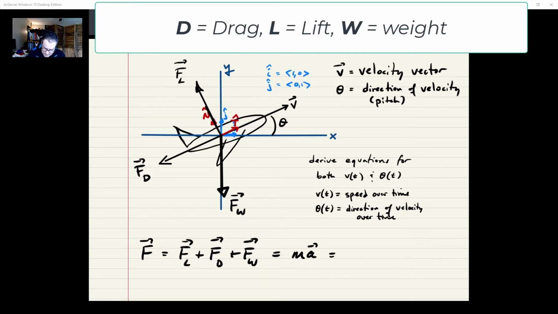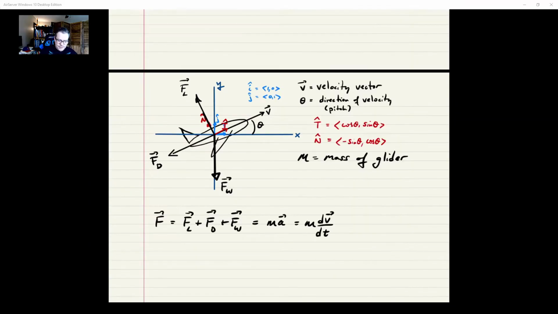And we can write that acceleration, how it relates to the velocity, as the derivative of the velocity vector over time. Okay, then with m as the mass of the glider, let's write expressions for each of those three forces. And let's start with the force due to the lift.